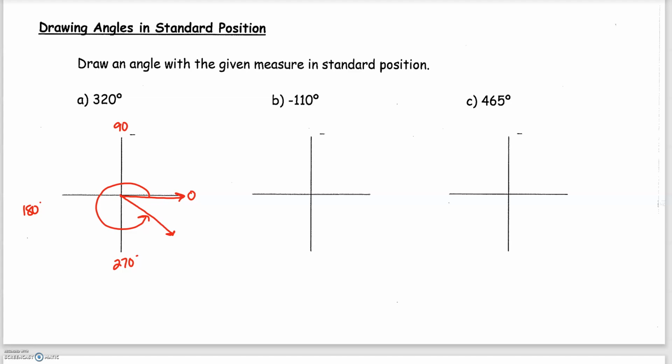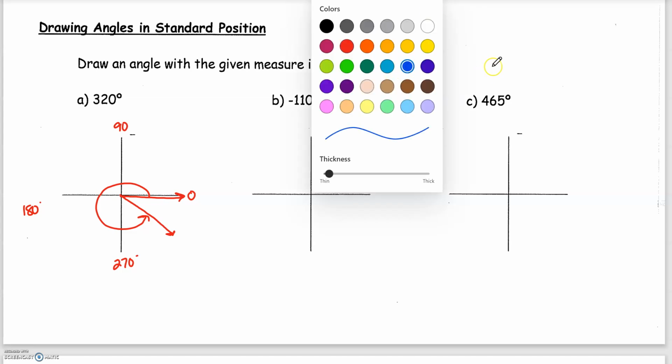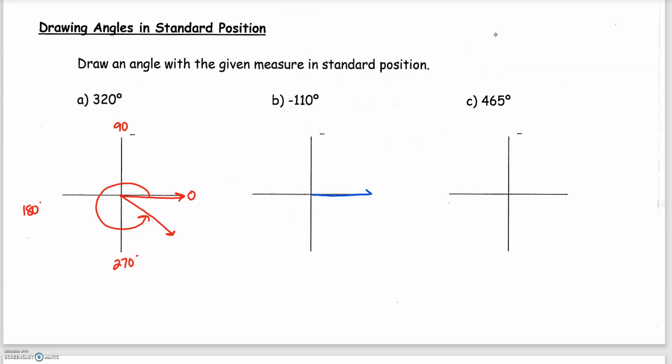Now for this next one, we have negative 110. We're going to start at our initial just like the last time, but this would be negative 90, negative 180, negative 270, because we're going to go clockwise. And we are at 110, so just 20 degrees past the 90. It's not obviously going to be exact, but we want to make it as accurate as we can.